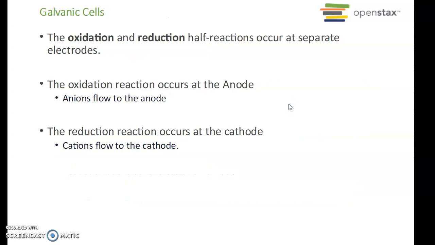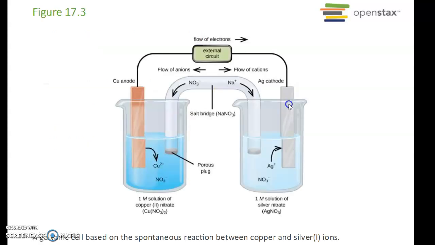So, just to restate what I just mentioned, oxidation reactions occur at the anode, so the anions flow to the anode. Reduction reactions occur at the cathode, so the cations flow to the cathode. Okay, anions to the anode, cations to the cathode. Pretty straightforward. And here is an example of exactly that type of thing.